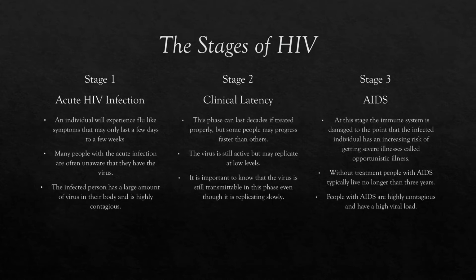Stage 3. AIDS. At this stage, the immune system is damaged to the point that the infected individual has an increasing risk of getting severe illnesses called opportunistic illnesses. Without treatment, people with AIDS typically live no longer than 3 years. People with AIDS are highly contagious and have a high viral load.